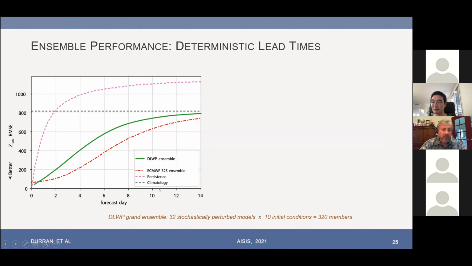This is the first comparison. Let me show you this. This is a root mean squared error. So down is good on this plot. This is time on the x-axis. So this is 2 weeks on the right here. This is 7 days in the middle.